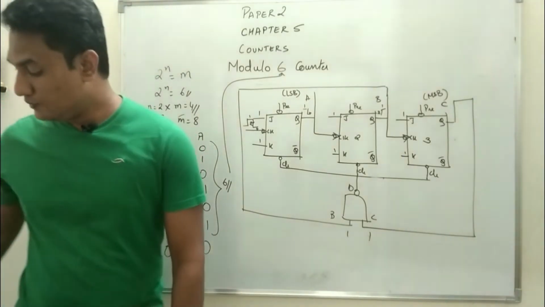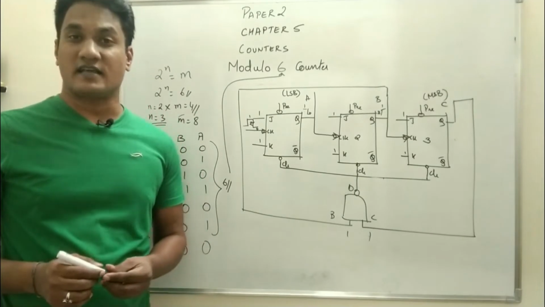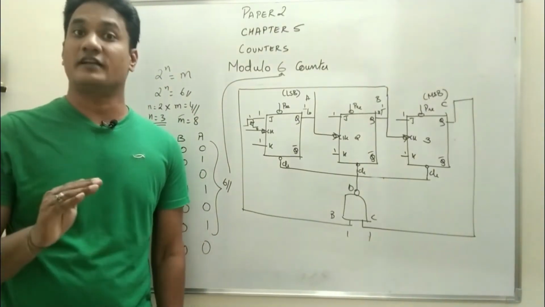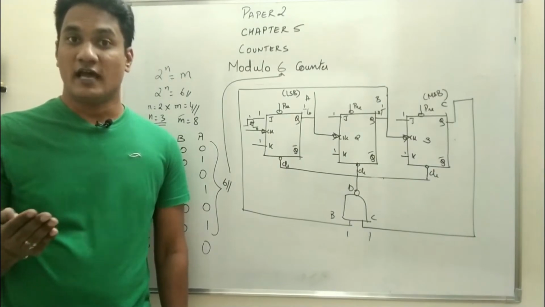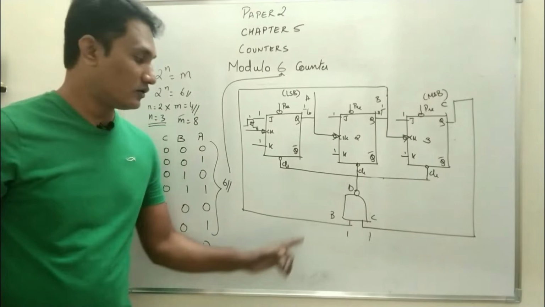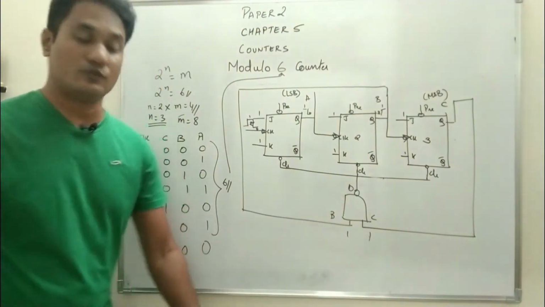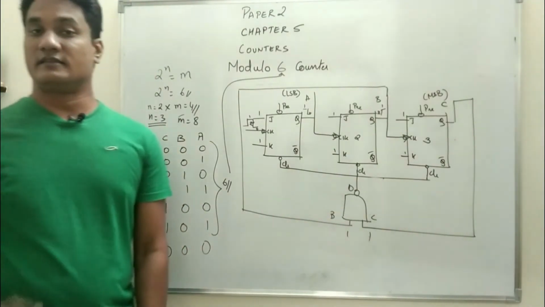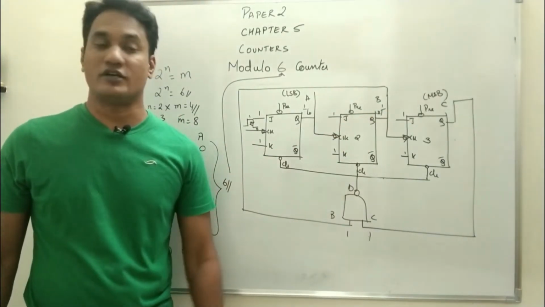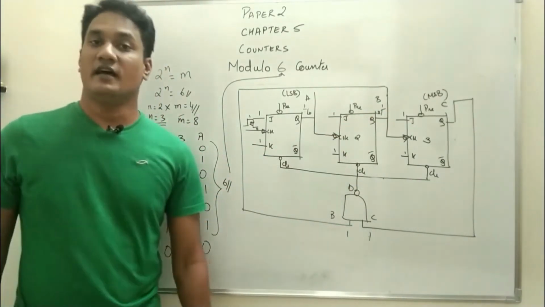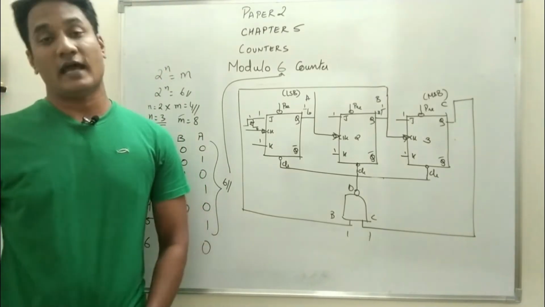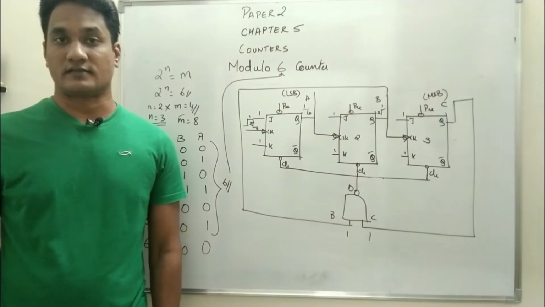So you should be able to understand that for different modulo counters, a different number of flip-flops is used, and there will be different conditions for reset. The reset condition has to be checked like this, and then the variables which are 1 at that particular point should be connected to the inputs of the NAND gate. So this is how a modulo 6 counter and a modulo 10 counter work.